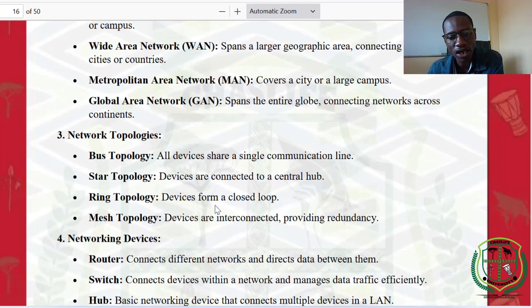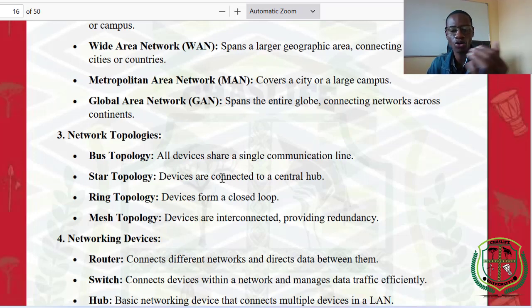Now, I want you, as you are reading this, to browse through some pictures, pictographs of how a bus topology looks like. So a bus topology is where the devices are connected.